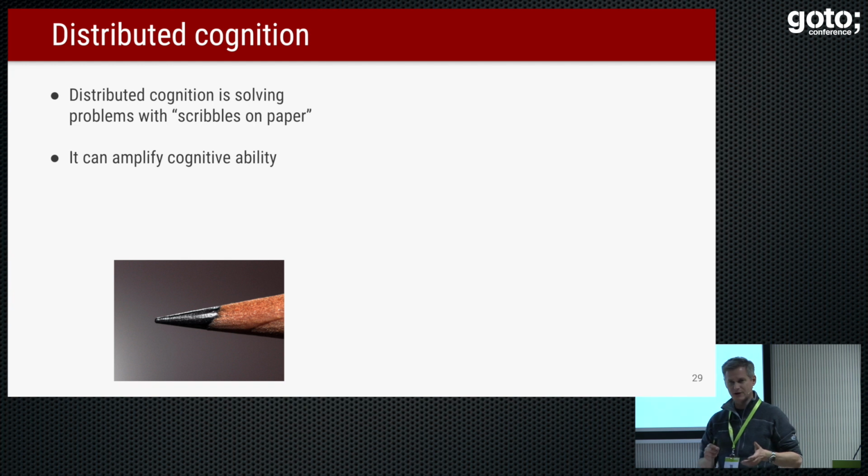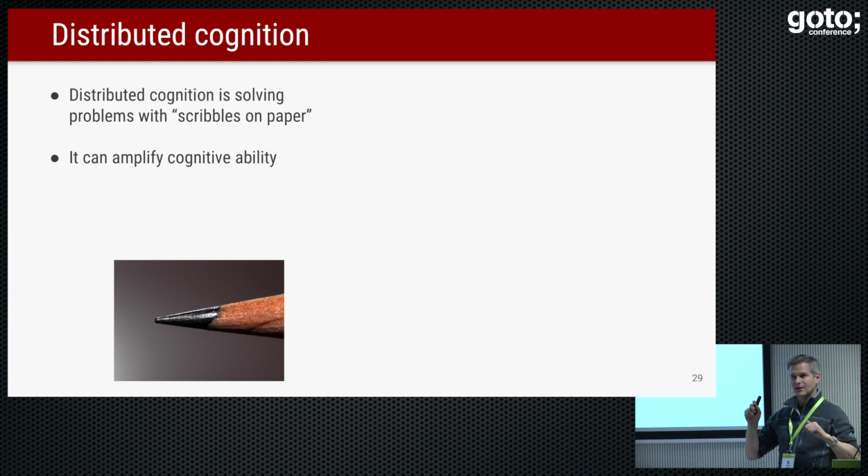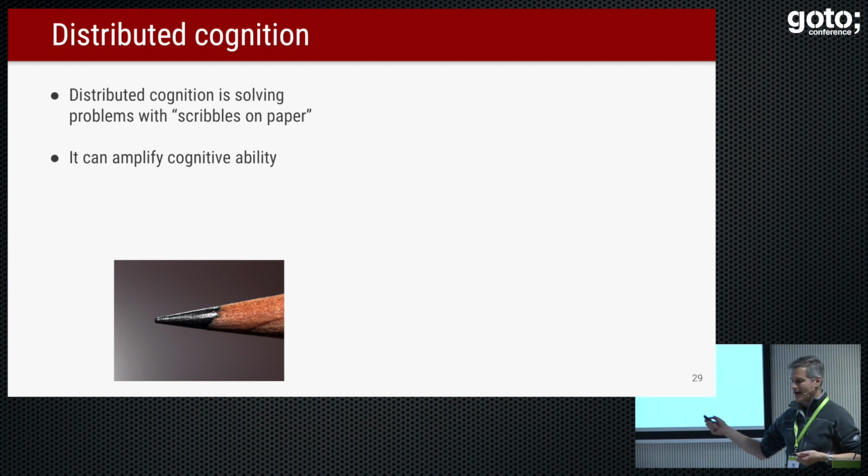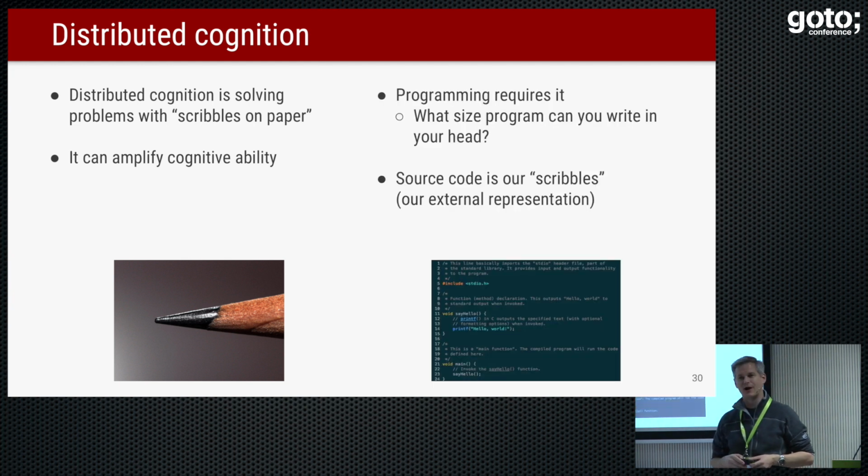So, distributed cognition is the idea that if you give me a piece of paper and a pencil, and you allow me to make scribbles on the piece of paper, I can amplify my cognitive abilities. And I do it every day. So it is so obvious that we don't even think about it. We're doing the same thing when we're programming.